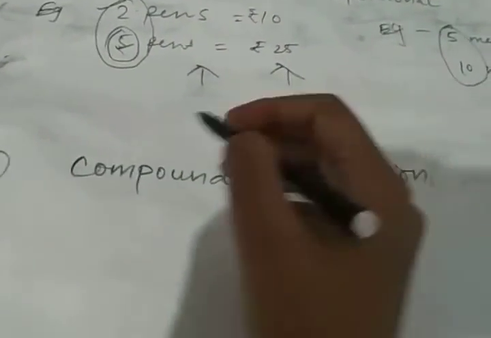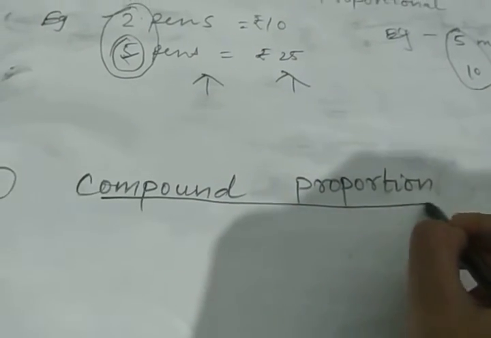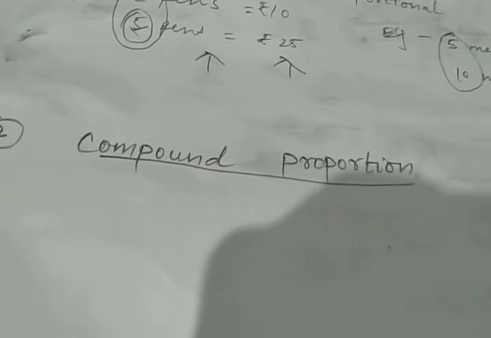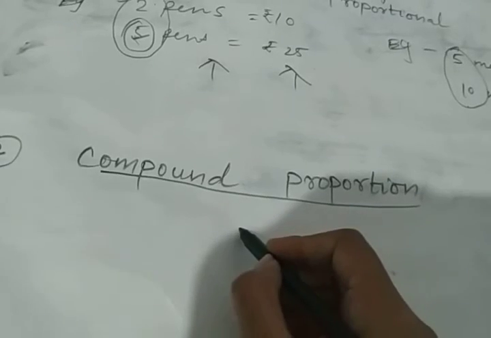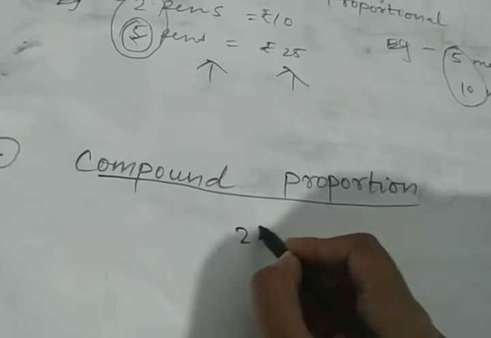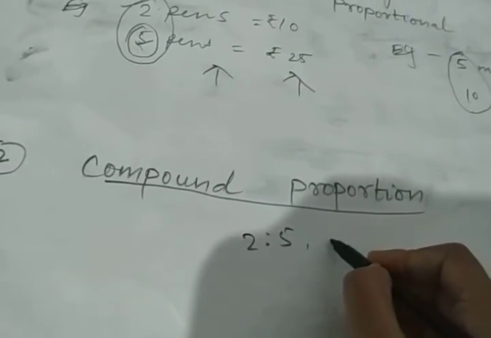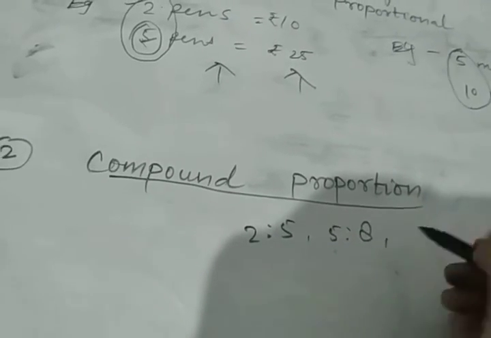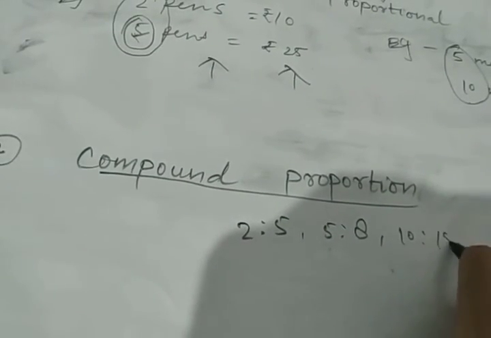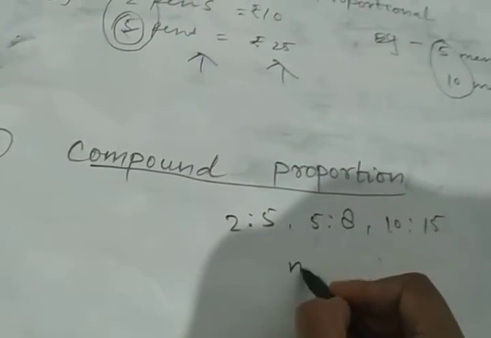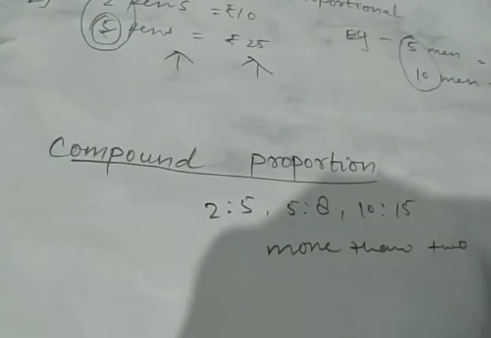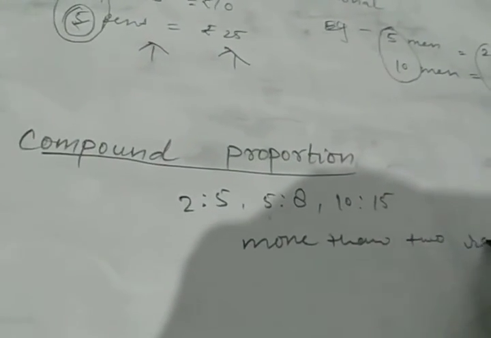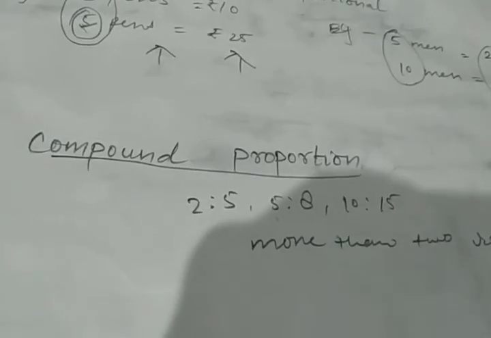And the second point is compound proportion. Compound proportion is when there are more than 2 proportions. More than 2 means, for example, 2 is to 5, 5 is to 8, 10 is to 15. More than 2 ratios, that is a compound proportion.